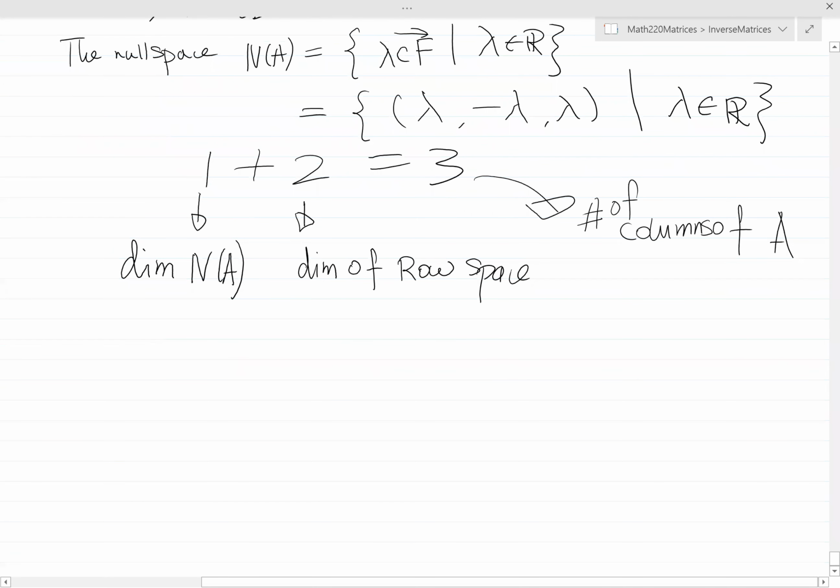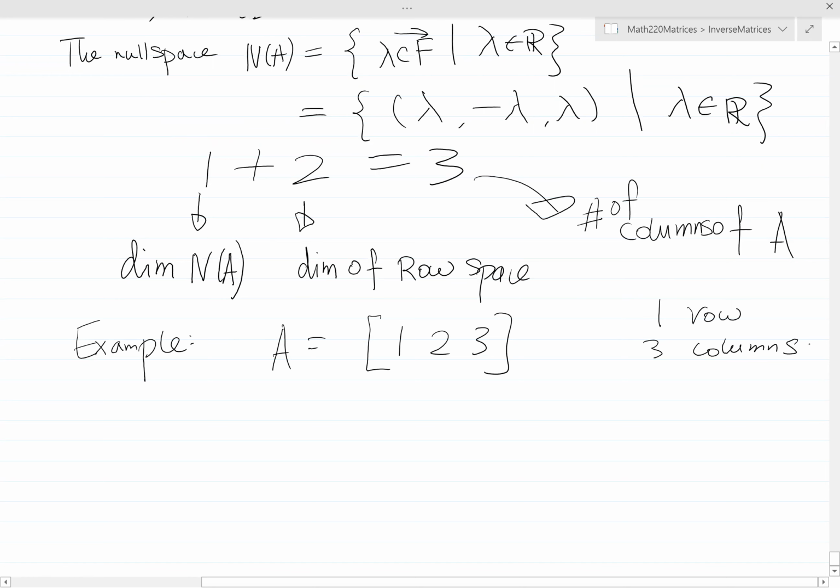Okay, let's see another example. Let E be this matrix: 1, 2, 3. It has 1 row and 3 columns, so the column number is 3. Now EX, where X is 3 by 1. Okay, EX is equal to 0, as a vector.